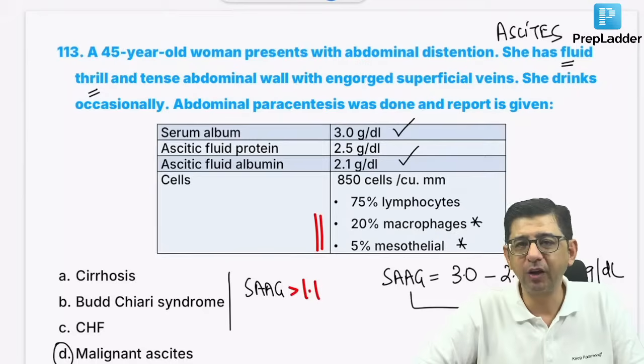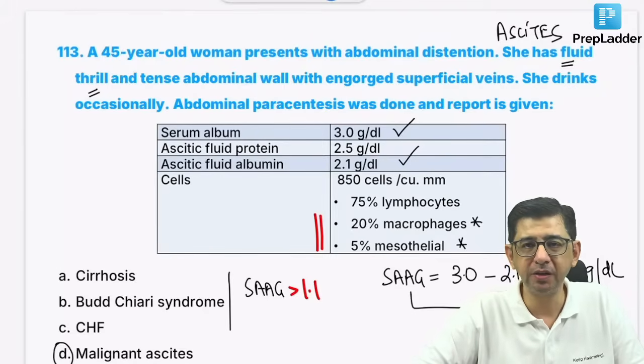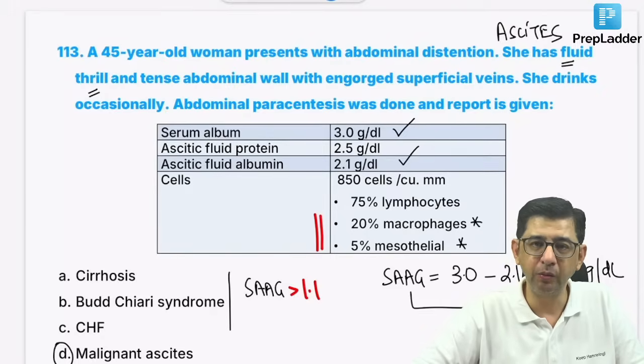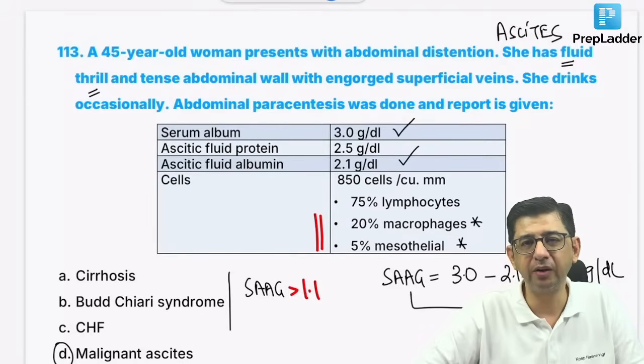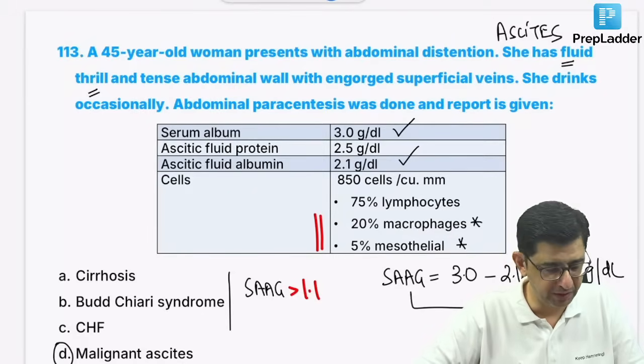Okay, so macrophages and mesothelial cells, if they're given, then we have to think in terms of malignancy in a patient. I mean, this lady probably has an ovarian cancer of undetermined etiology, and we need to find that out. But yep, the cancer would have spread, and that is the reason why there would be malignant ascites occurring.